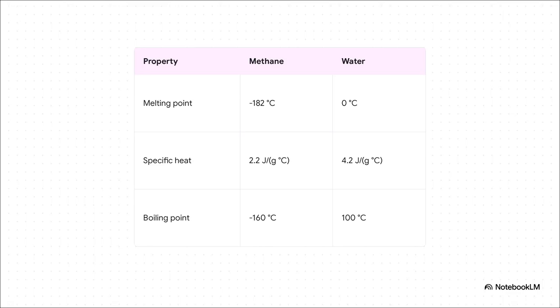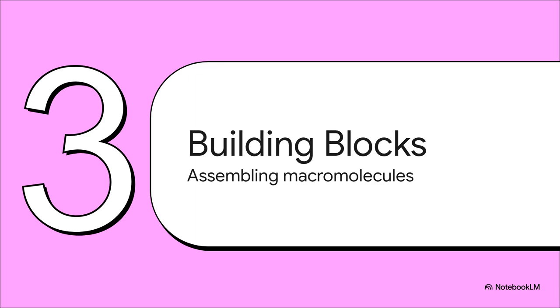And it all comes down to those hydrogen bonds holding the water molecules together, making it the perfect liquid for life. All right, so we've got our carbon foundation and our watery workshop. Now it's time to actually build something. Let's look at the 4 major types of large molecules, or macromolecules, that build and run a cell.